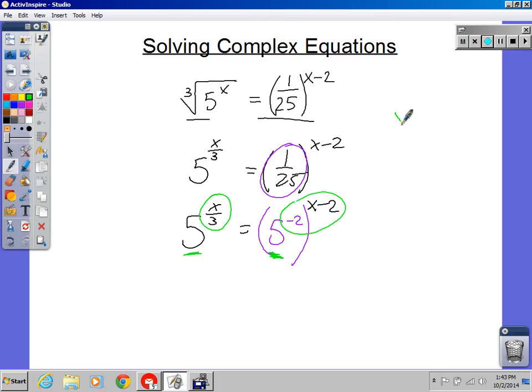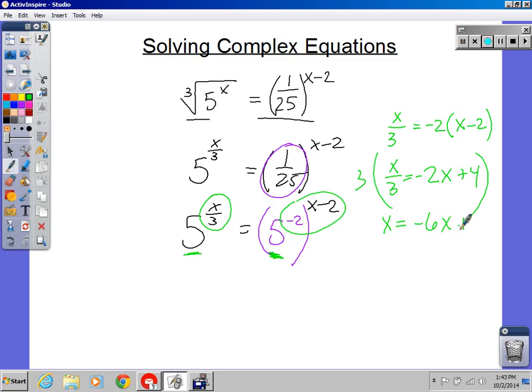So I come over here and sort of start a whole separate problem. x over 3 has to equal negative 2 times x minus 2. And I solve this equation. x over 3 equals negative 2x plus 4. I'm going to get rid of my fraction by multiplying by 3. So x is going to equal negative 6x plus 12. So 7x equals 12. So x equals 12 sevenths. By my calculation, you can always plug it back in to check your work if necessary.